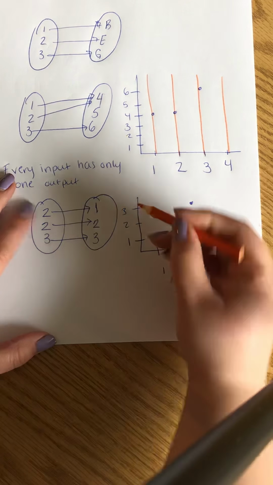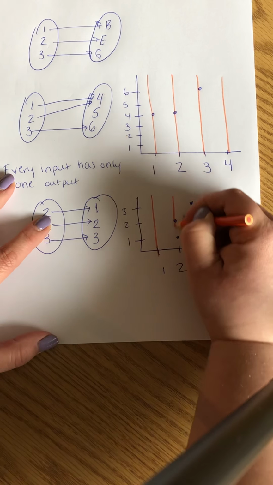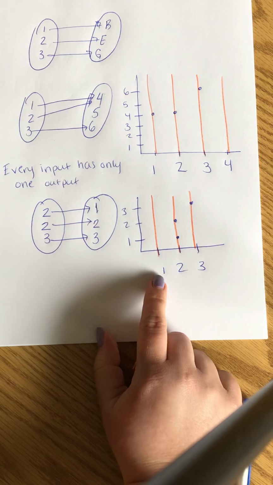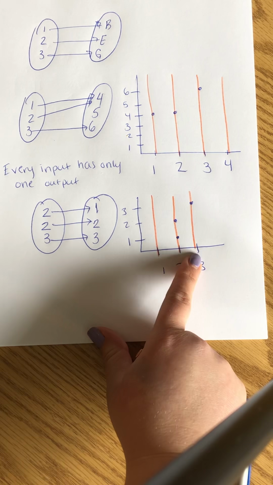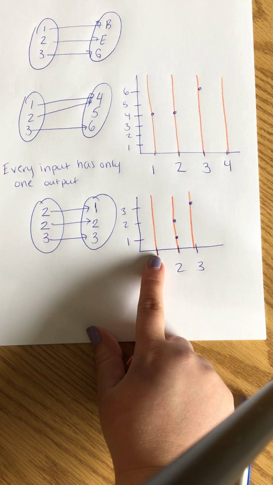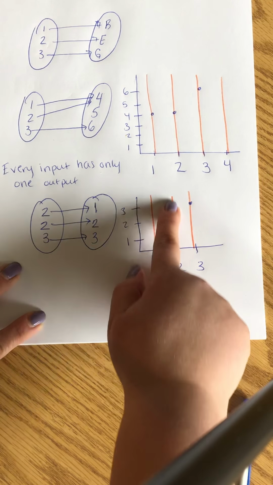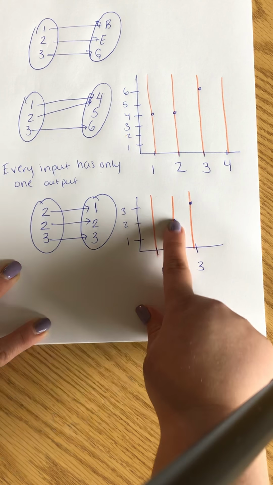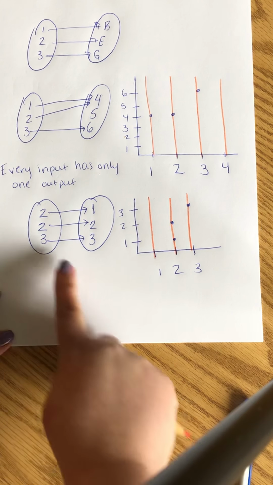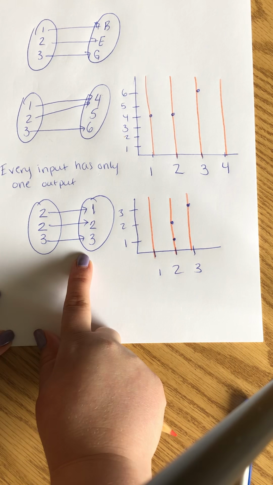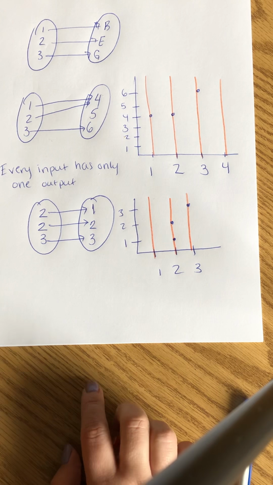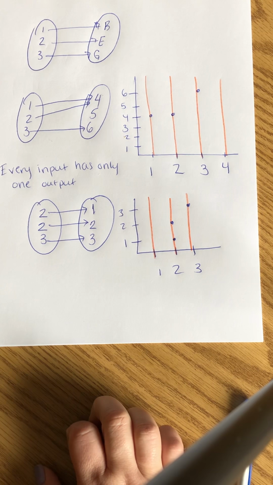If I do my vertical line test, I have to ask myself, do each of my input lines have one or less dots on it? Well, if I look at this line, I have 2 dots. So that's showing me this input has more than one output. So this would not be a function. But again, this can be a function. So we're just looking for every input to have one output.